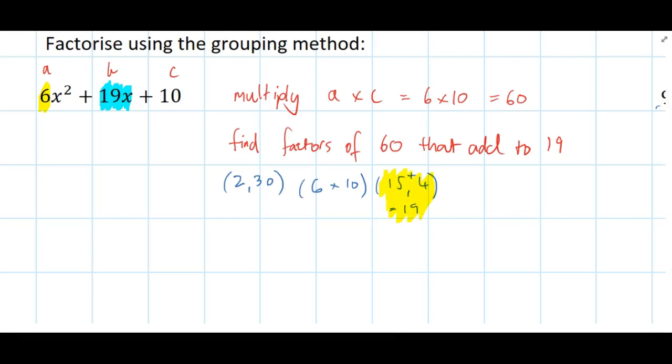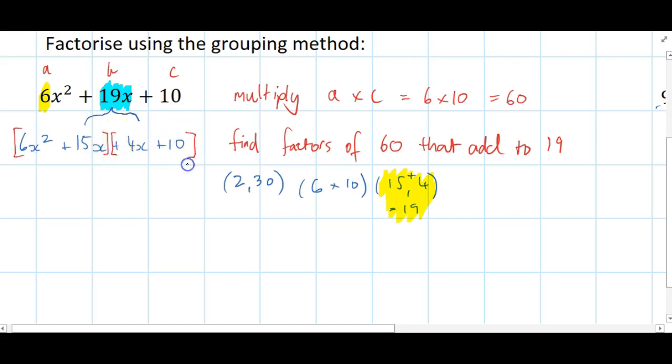So what we're going to do is take this middle term and split it up into two terms, so there are actually 4 terms in total. So rewrite the expression just as it was, and now split it up into 15x and 4x, because we can. So 15x plus 4x plus 10. We haven't changed anything. We've just split that 19x into 15 groups of x and 4 groups of x. Now I've got 4 terms, so we can group in pairs.